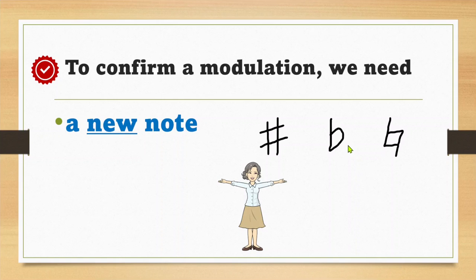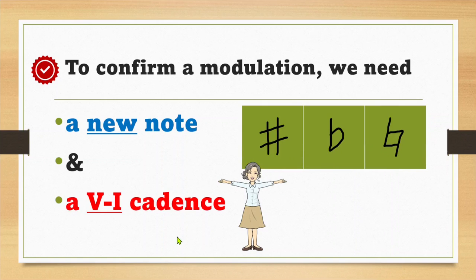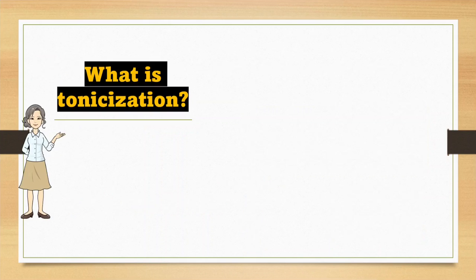To confirm a modulation, we also need a 5/1 cadence. It is usually in root position, but sometimes it can be an inverted cadence or sometimes an imperfect cadence. So both are very important: a new note and a 5/1 cadence.